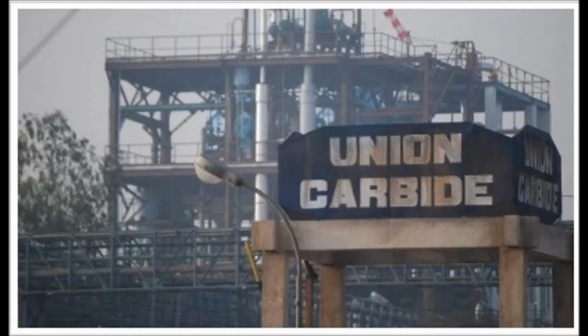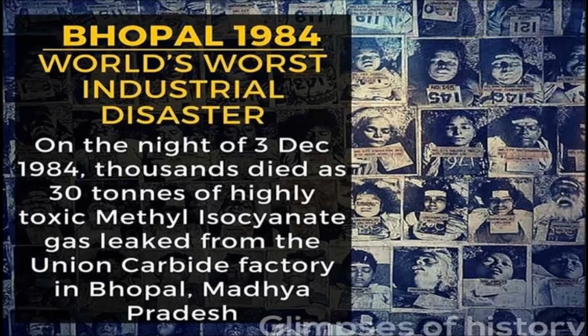It is the world's worst industrial tragedy that took place in Bhopal some years ago. Union Carbide, an American company, had a factory in the city of Bhopal. It produced pesticides. At midnight on December 2nd, 1984, a poisonous gas called methyl isocyanate, in short called MIC, started leaking from this Union Carbide plant.